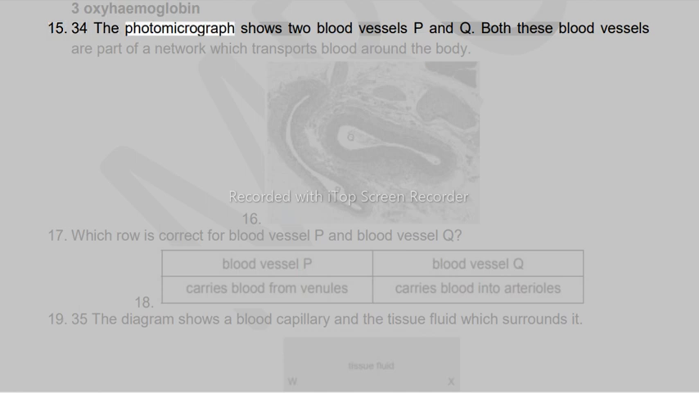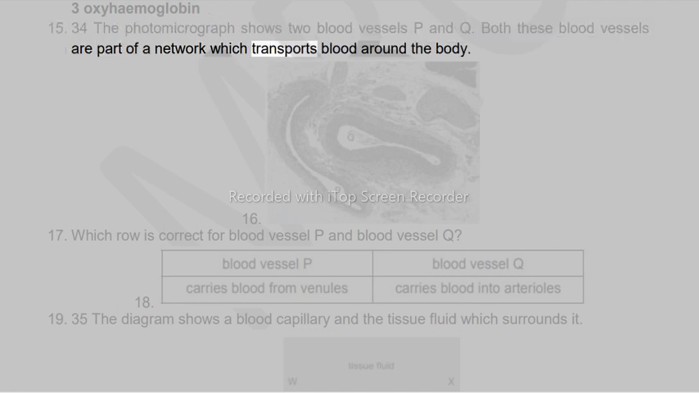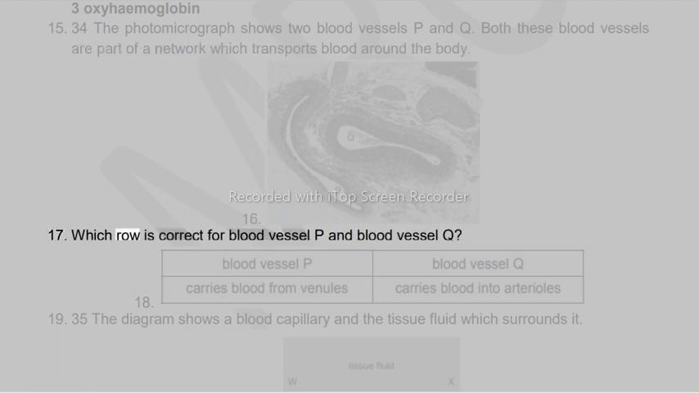15. The photomicrograph shows 2 blood vessels P and Q. Both these blood vessels are part of a network which transports blood around the body. 16. Which row is correct for blood vessel P and blood vessel Q?